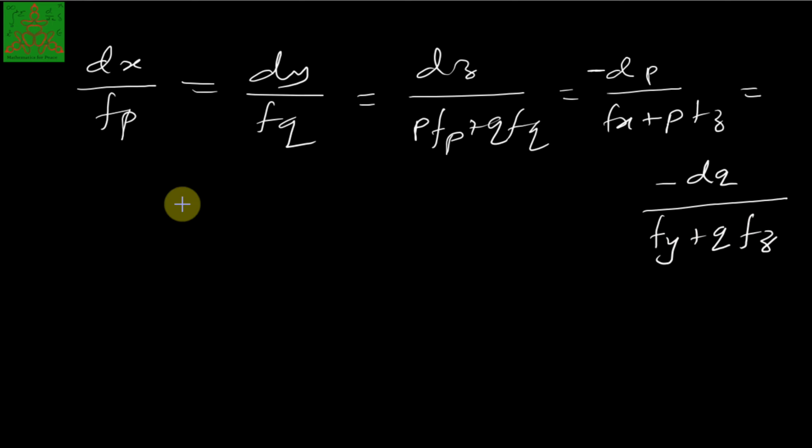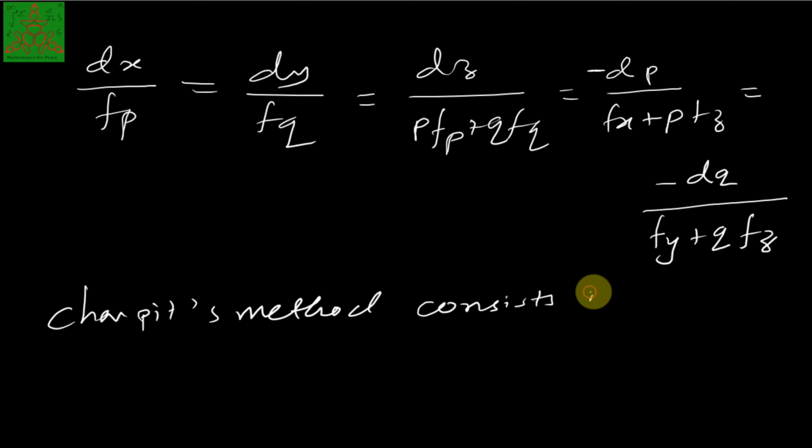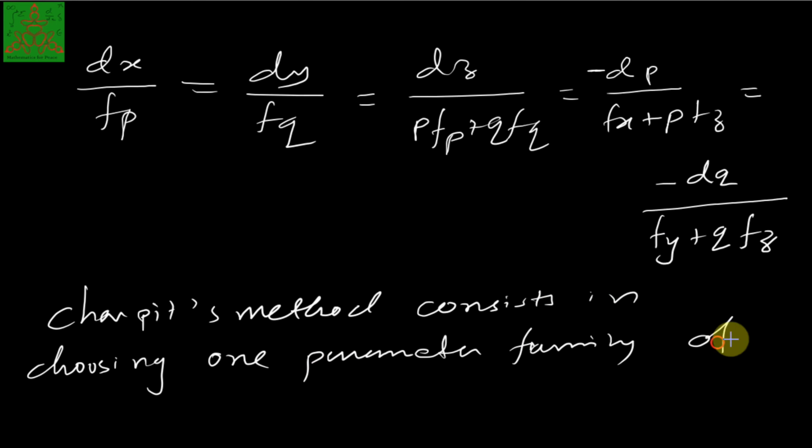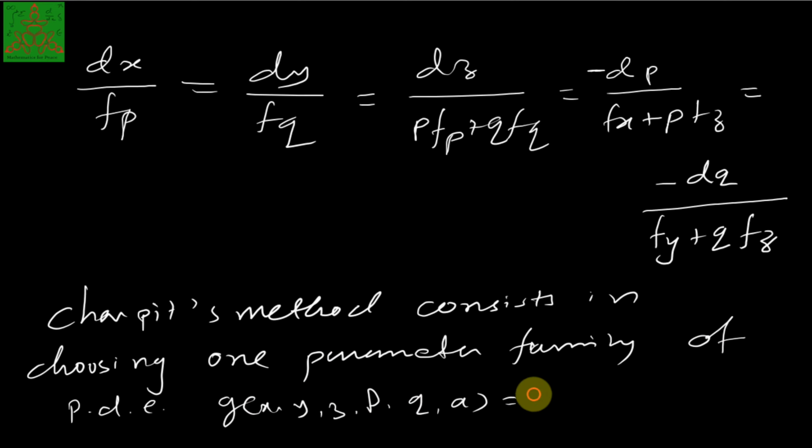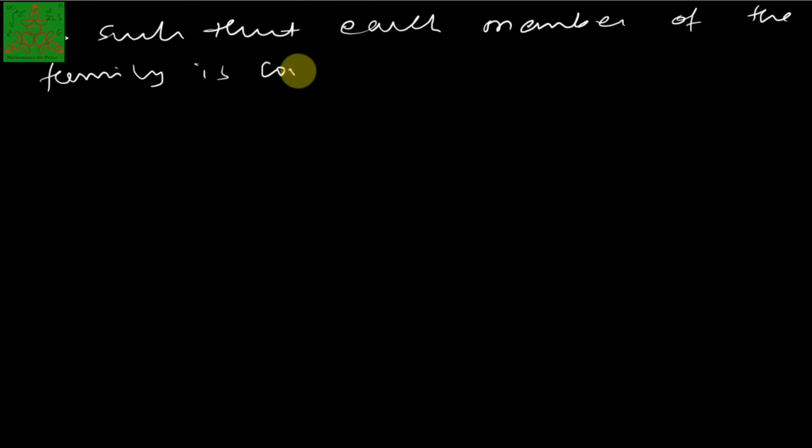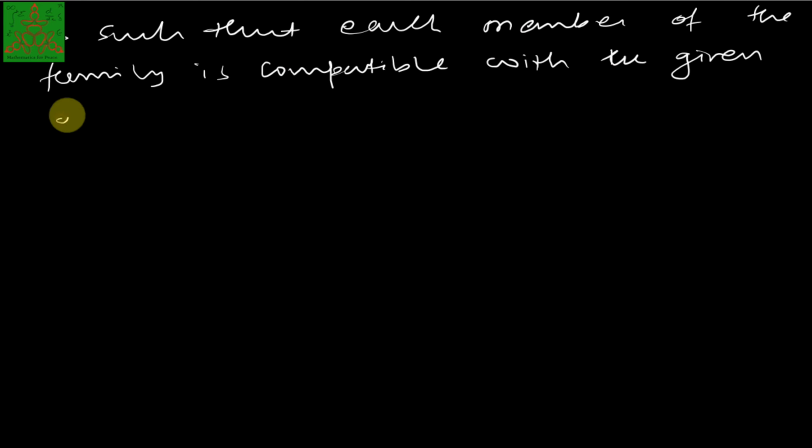And in the Charpit method, this consists in choosing a one parameter family of PDE, g of x, y, z, p, q and a equal to 0, which is such that each member of the family is compatible with the given equation f of x, y, z, p, q equal to 0.